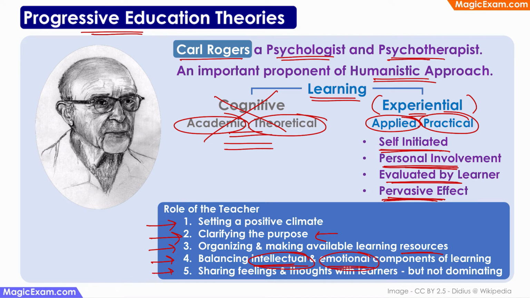And the teacher should share feelings and thoughts with the learners to make sure that they have somebody to talk to so that they can share their experiences. But the teacher should not be dominating. So that was Carl Rogers' theory.